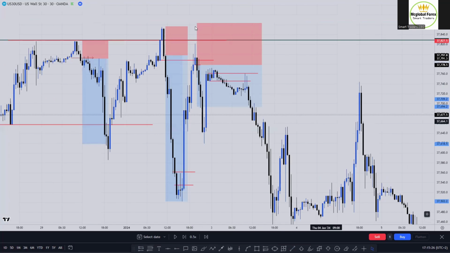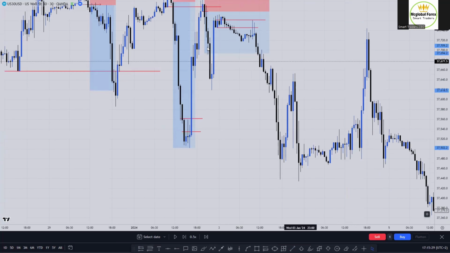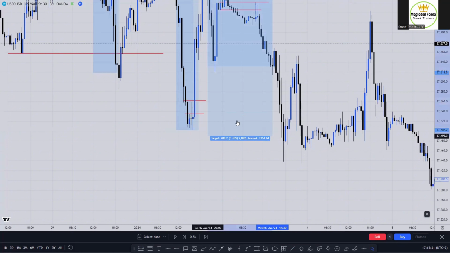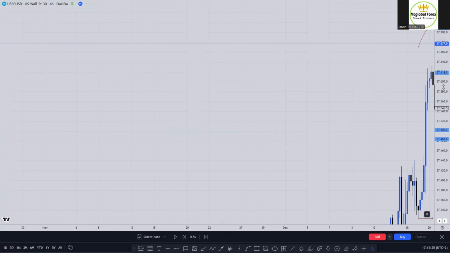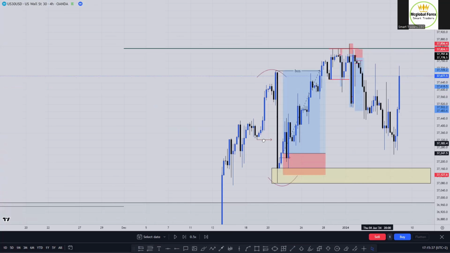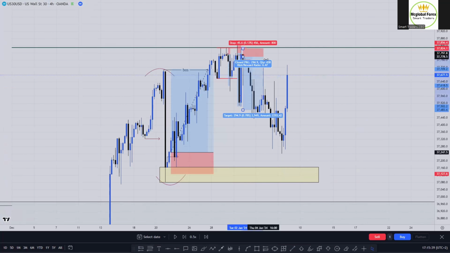That's why I said I'm going to have another session where we'll literally talk about the scaling in part. How do you scale in, all those things. So looking at this position, you could have re-entered it like that, even going as far as the 30-minute.